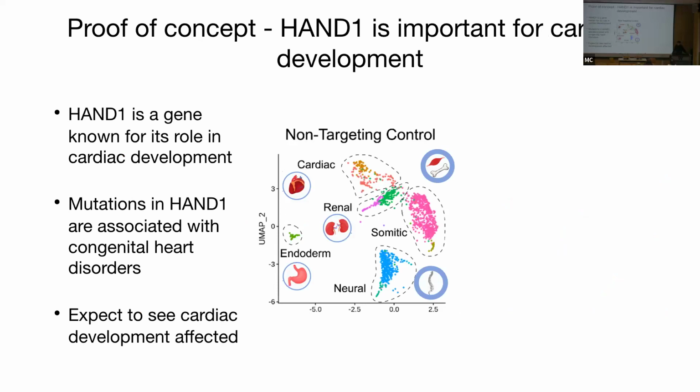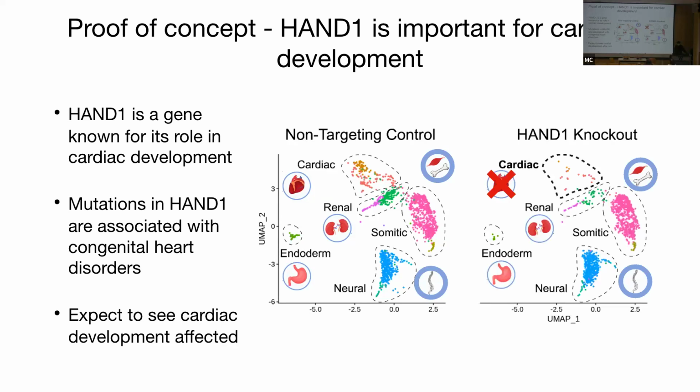So this is HAND1. This is a gene that's, well, it's well known that it's important for the establishment of cardiac development. And mutations in HAND1 have been associated with congenital heart disease. So when we knock out HAND1, we would naturally expect to see development of cardiac muscle to be perturbed. And this is the single cell RNA sequencing data in our HAND1 knockout gastruloids. So as you can see, we have the presence of the 4 different lineages. However, for our cardiac cells, you can see a depletion in them. And this is what we would expect.